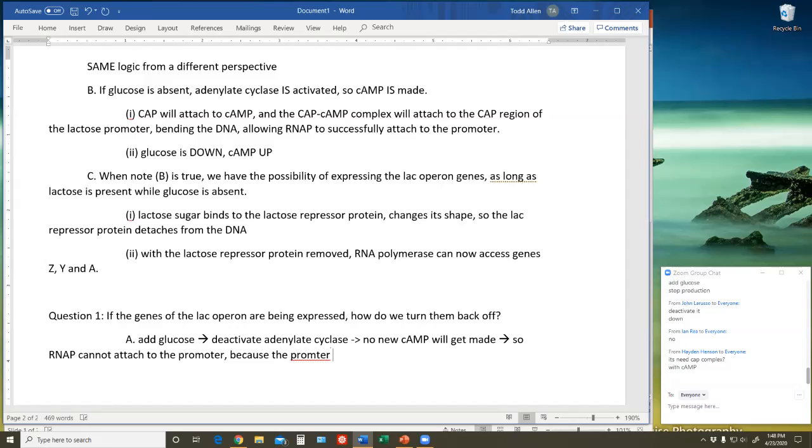because the promoter DNA is not bent by the presence of a CAP cyclic AMP complex. Gang, is this making sense? Okay, all right. So we could in fact add glucose to turn the lac operon off when it was on. What else could we do?